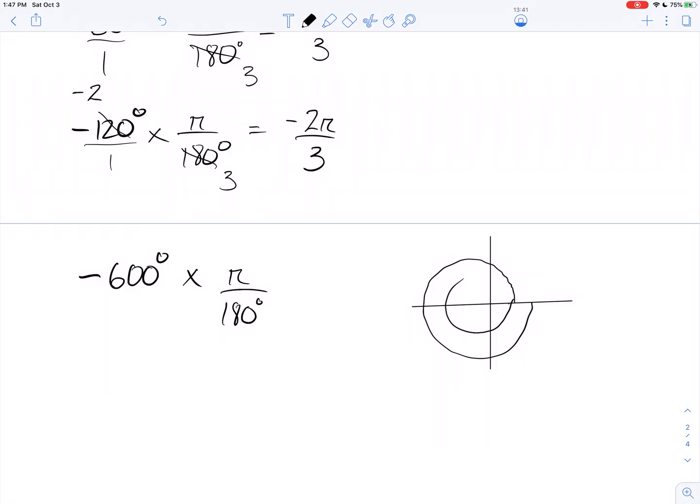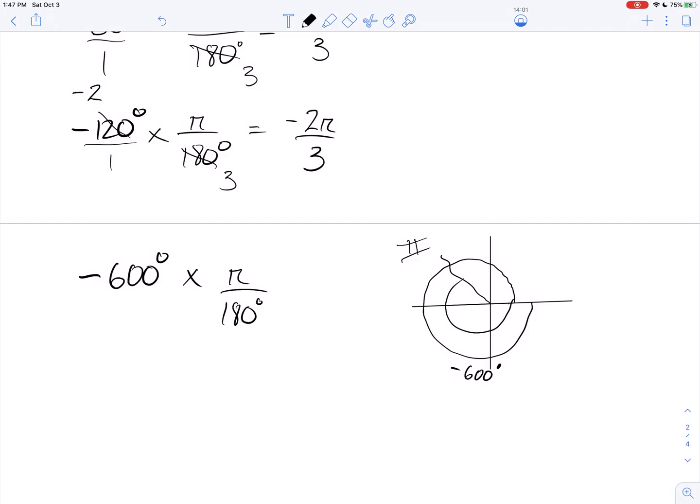Now, did I go 240 degrees more than that? I don't know. So let's see here. That would be 90. That would be 180. And then, yeah, a little bit more. That would put me right about there in downtown quadrant 2, right? So that complete rotation is called a negative 600 degree angle.